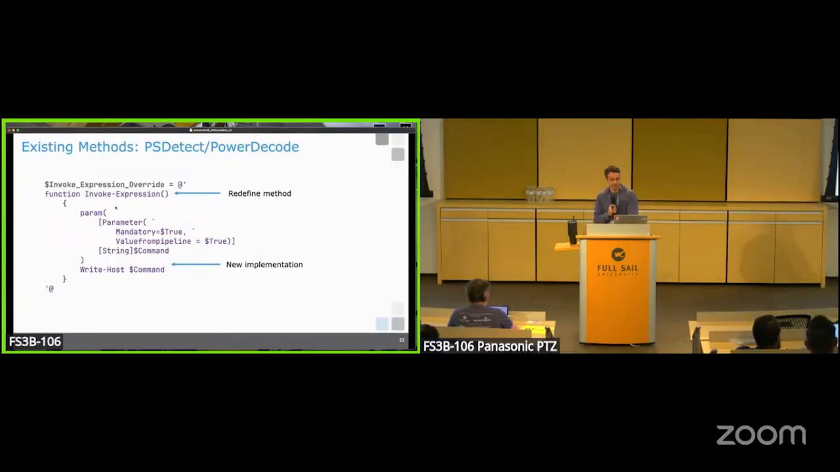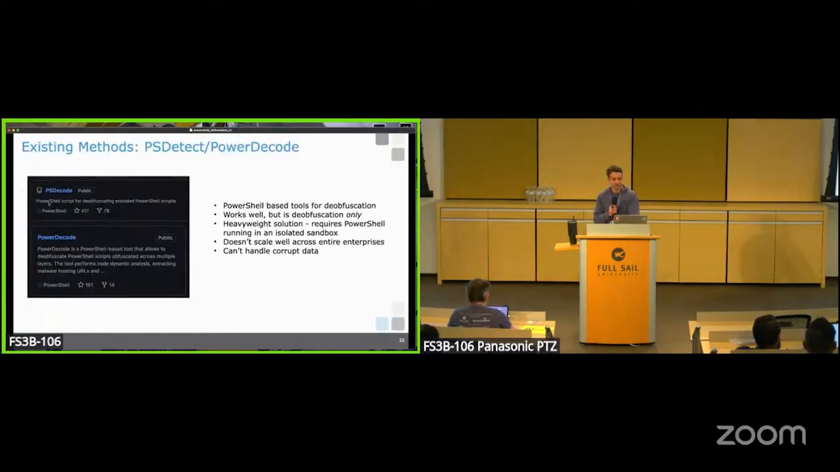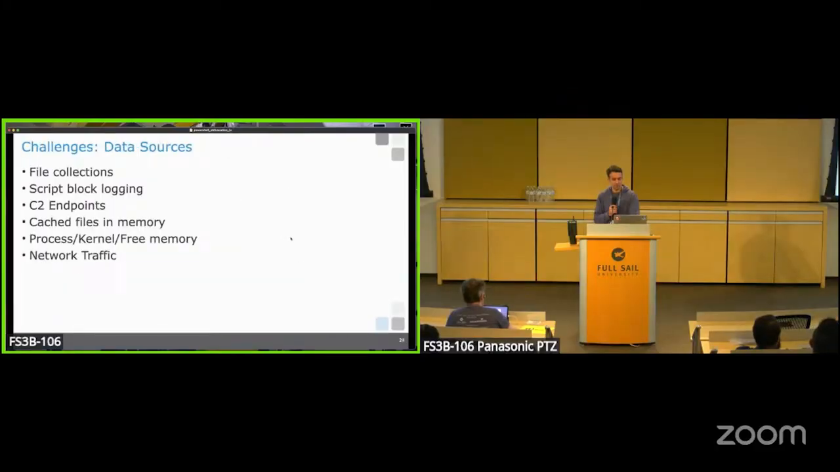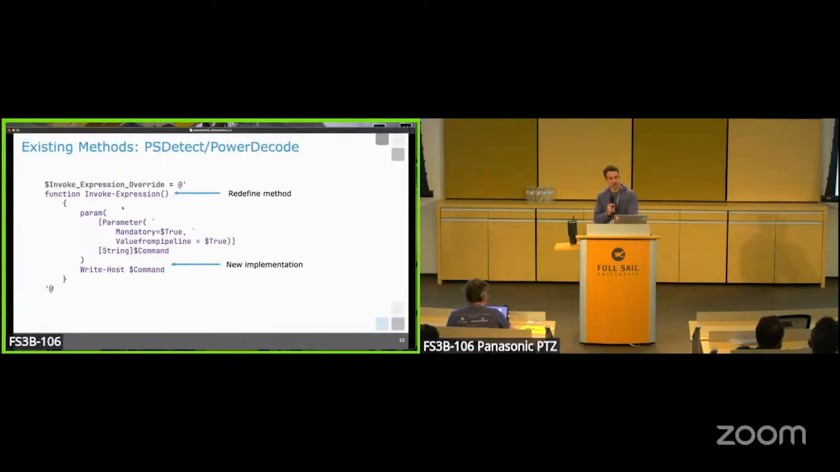And this is what these tools would kind of do: it would override the invoke expression command, for instance, and have it just write-host whatever the parameters are. So instead of executing a script block, it would just print it to the screen. So you're kind of taking a PowerShell interpreter and trying to patch it back to a point where it doesn't do bad things.